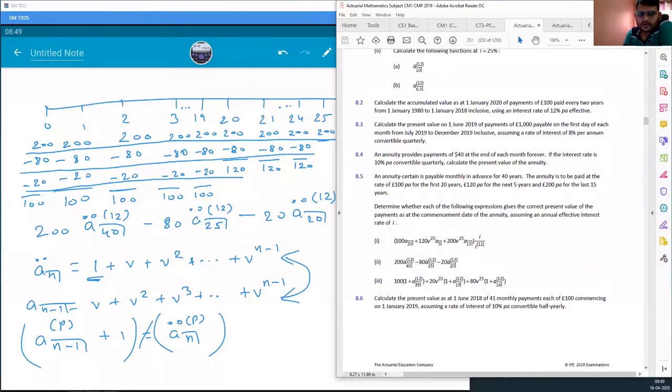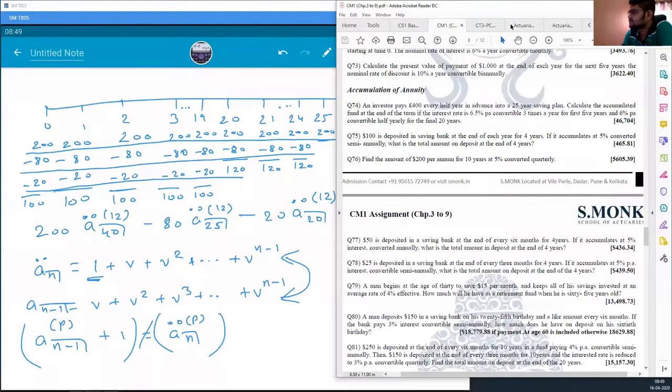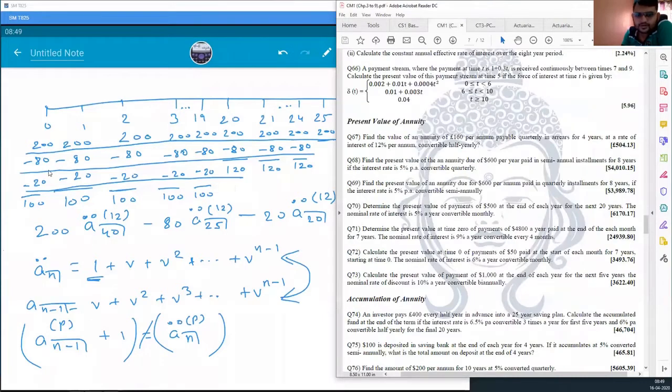Okay, now doubts from the assignment. Why in question number 68 and 69 have they calculated in advance as nothing is given? Don't we by default take arrears? How to know if arrears should be calculated or advance?